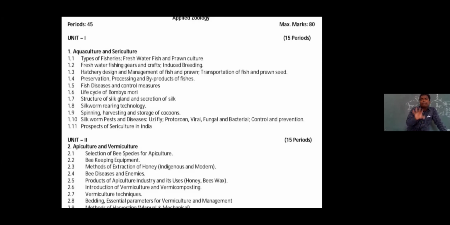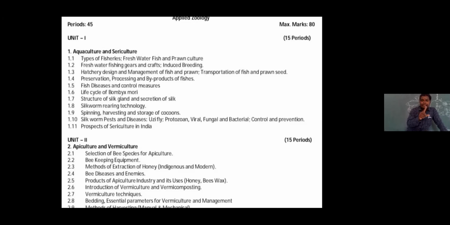Silkworm, scientific name Bombyx mori. What is the life cycle? It is a completely holometabolous insect. Bombyx mori completely takes place in a life cycle of 4 stages.